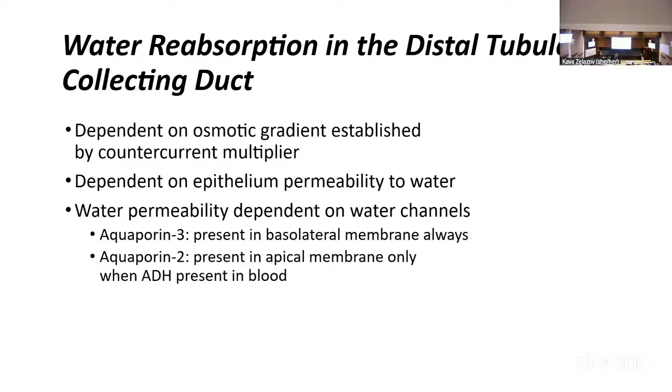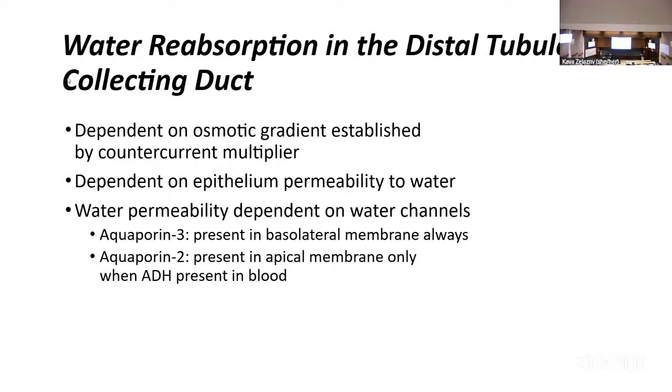So when we say ADH regulates blood volume or regulates reabsorption in the distal tubule and collecting duct, what it's actually doing is toggling that switch, right? It's turning the permeability of the epithelium in those regions on and off. Okay.